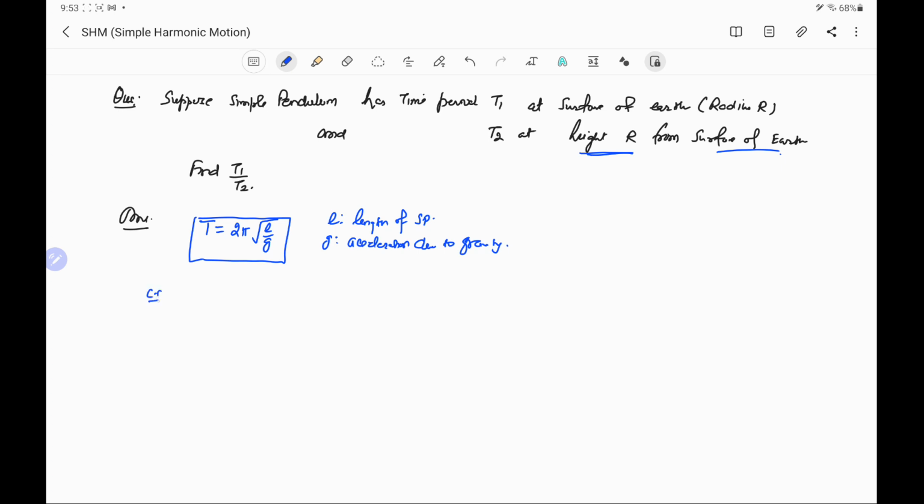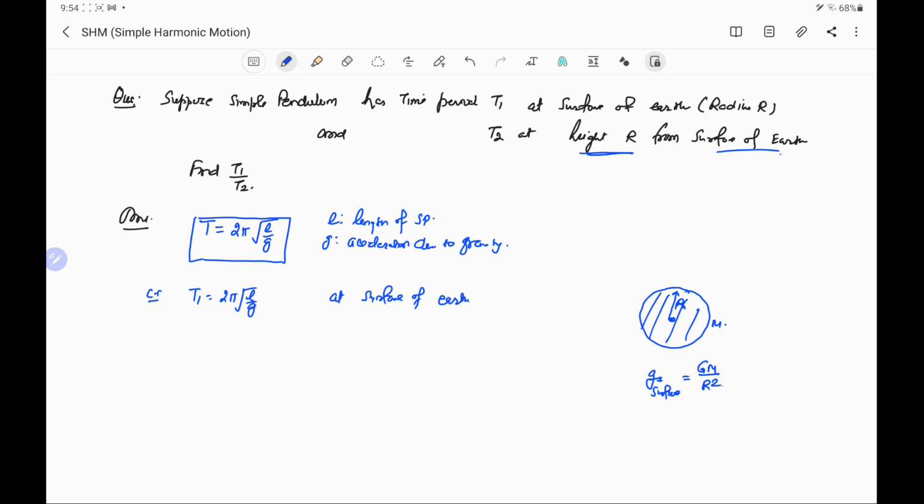Here in case 1, the pendulum is placed at the surface of Earth where the acceleration due to gravity is g. So T1 is equal to 2 pi root L by g. This is at the surface of Earth. And in gravitation, we have already discussed that if this is the Earth, and the radius of the Earth is r and mass is m, then the acceleration due to gravity at the surface will be equal to GM by r square.